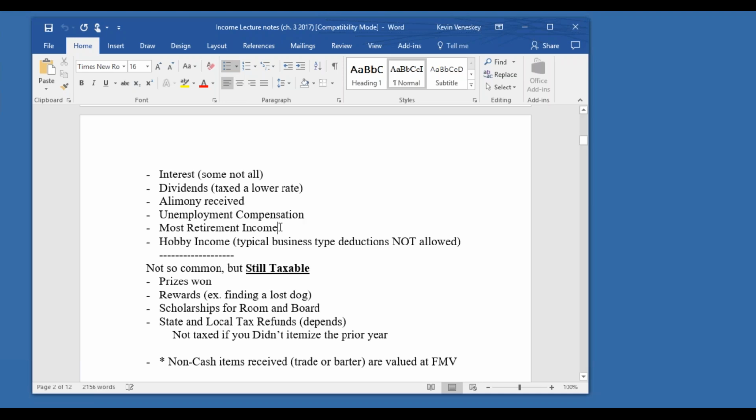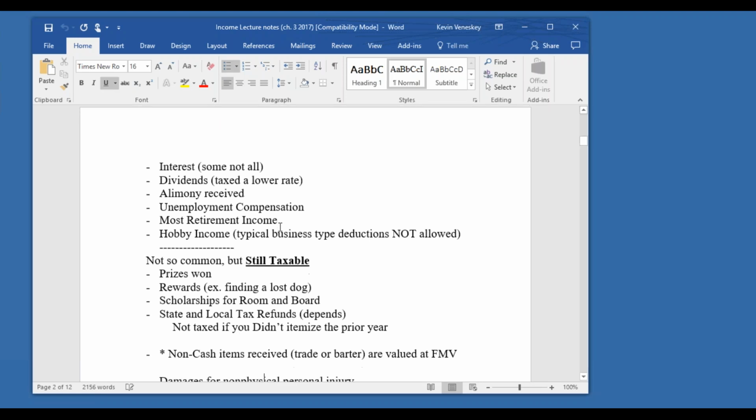We're going to talk about retirement income. The only one that's not taxable, so you can know, is called a Roth type account, a Roth IRA, because you're paying your taxes up front, and then you don't have to pay the taxes on the back end when you take it out, nor on the earnings.